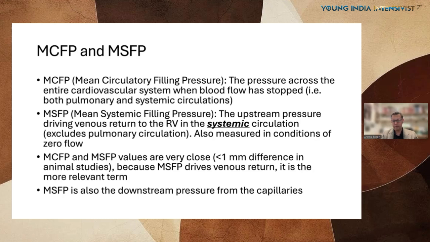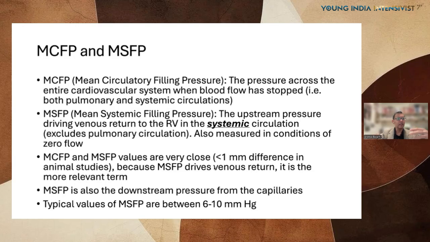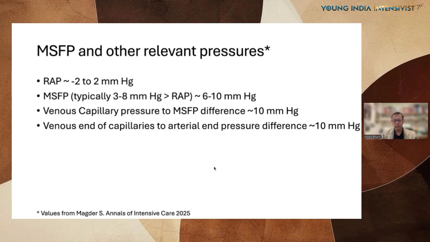And the mean systemic filling pressure is also downstream anatomically from the capillaries. So you have your aorta, then you have the large arteries, then the arterioles, and the capillaries. And then you have the mean systemic filling pressure. The mean systemic filling pressure is between 6 and 10 millimeters of mercury in normal people, and typical CVP is about 2 to 3 millimeters of mercury. The gradient between the mean systemic filling pressure and the right atrial pressure is typically around 6 to 10 millimeters of mercury.